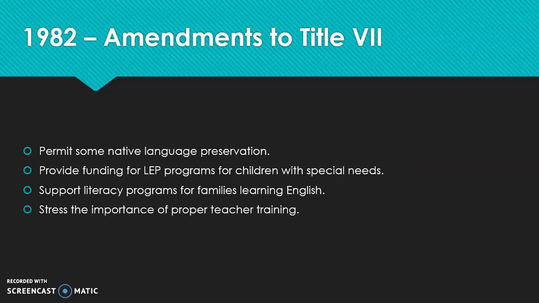(1982) Amendments to Title VII. These amendments permitted some native language preservation. They provided funding for LEP programs for children with special needs. They supported literacy programs for families learning English, and they stressed the importance of proper teacher training.